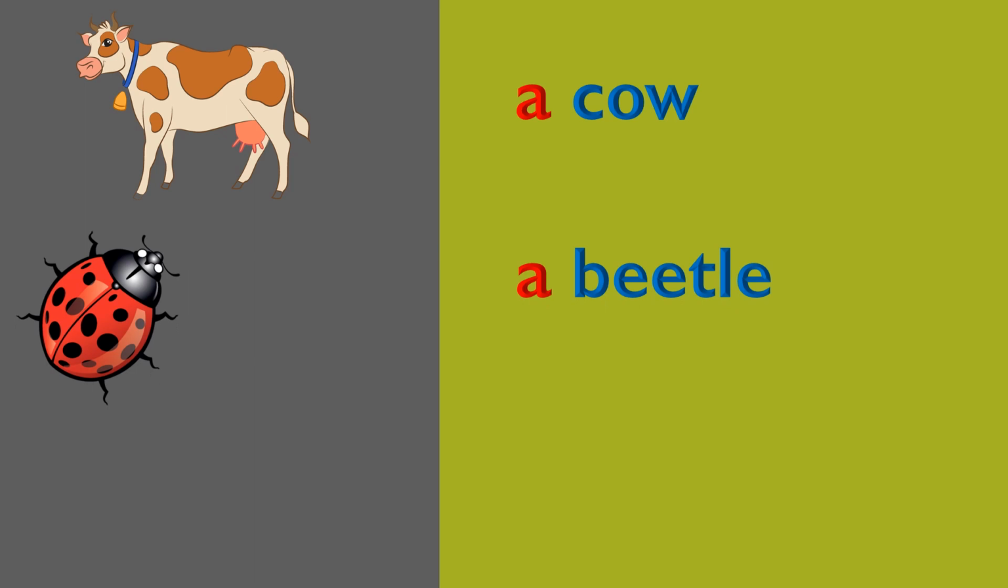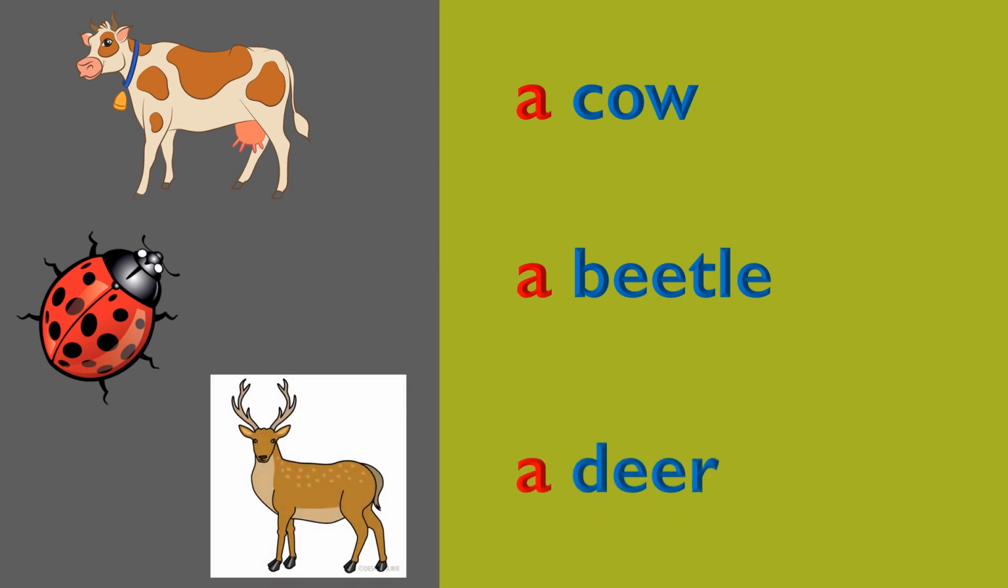a beetle, a deer. Cow, beetle, deer. These are the nouns. We use a before words that begin with consonants. For example, you have seen here a cow. Cow starts with letter C. C is a consonant. Whereas beetle starts with B. B is also a consonant. Whereas deer starts with D. D is also a consonant. That's why we use a before words that begin with consonants.